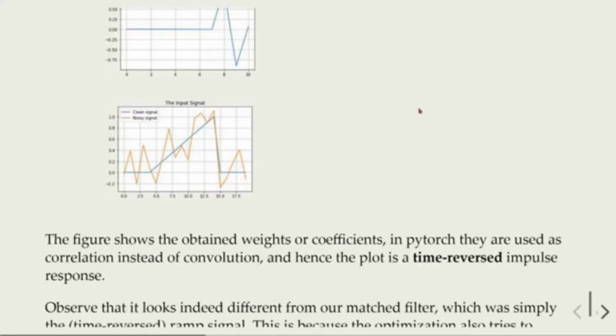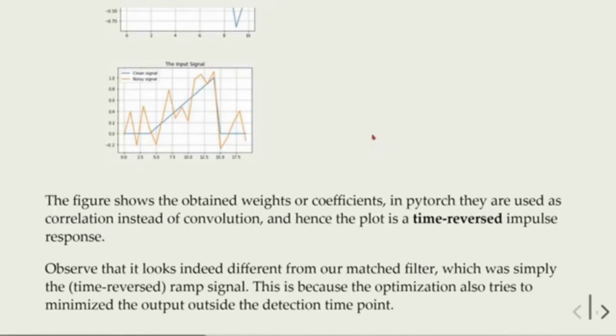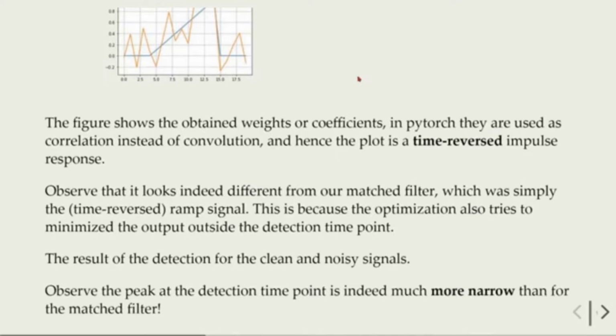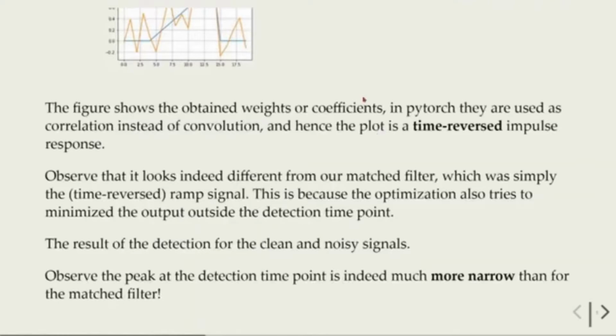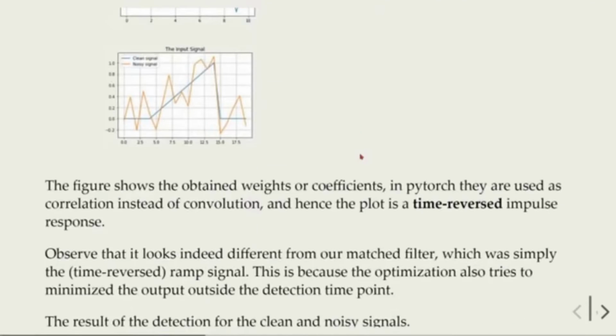The figure shows that the obtained weights or coefficients in PyTorch are used as a correlation instead of convolution, and hence the plot is the time reversed impulse response. Observe that it looks indeed different from our matched filter, which was simply the time reversed ramp signal. This is because the optimization also tries to minimize the output outside the detection time point. The result of detection for the clean and noisy signals are shown here, and we can observe the peak at the detection time is indeed much narrower than when compared to the matched filter.